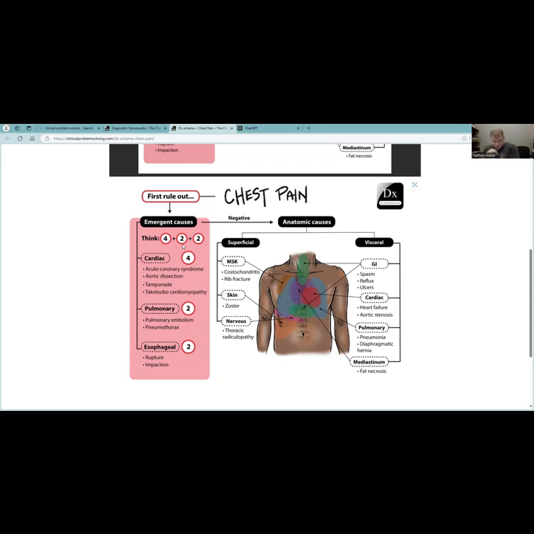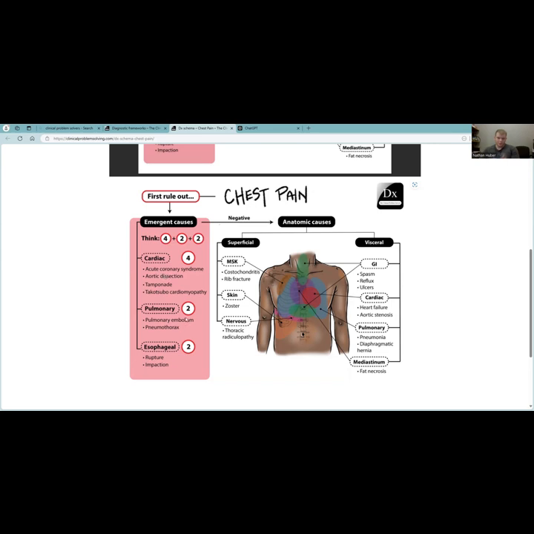So what this is saying here, which we already talked about, is first rule out your emergent causes. Usually these people, not always, but most of the time, are going to be hemodynamically unstable. And so this 4+2+2 rule applies to these systems where these people are in imminent danger. So the 4 applies to the cardiac system. The things listed here are ACS, aortic dissection, tamponade, Takotsubo cardiomyopathy.